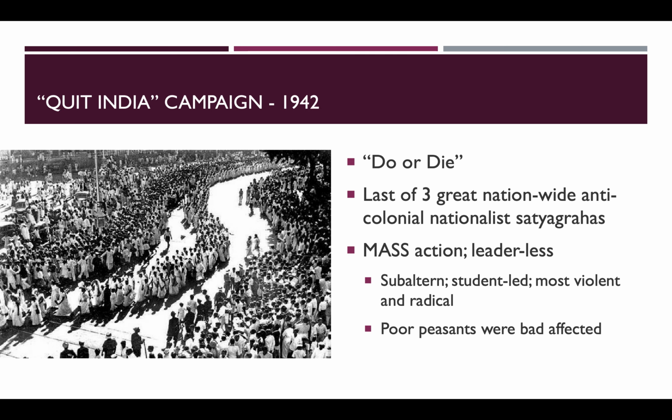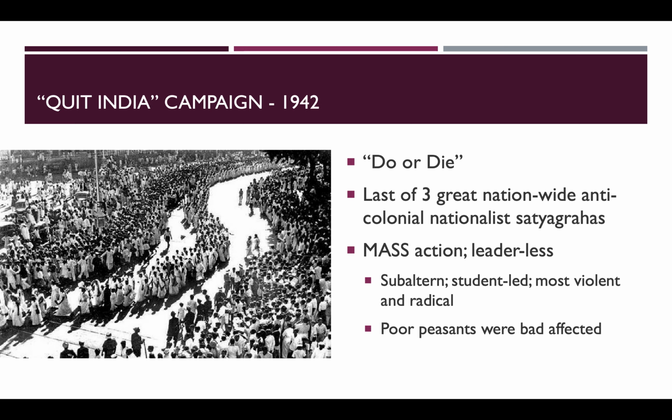1930 to 1932 was the Civil Disobedience Campaign. This was marked by the Dandi Salt March, for example. Now, while the non-cooperation movement of 1920 to 1922 was pretty urban-based, city-based, the Civil Disobedience Campaign of 30 to 32 was more widespread. It involved more peasants, and these rural peasants were radicalized by the Great Depression.